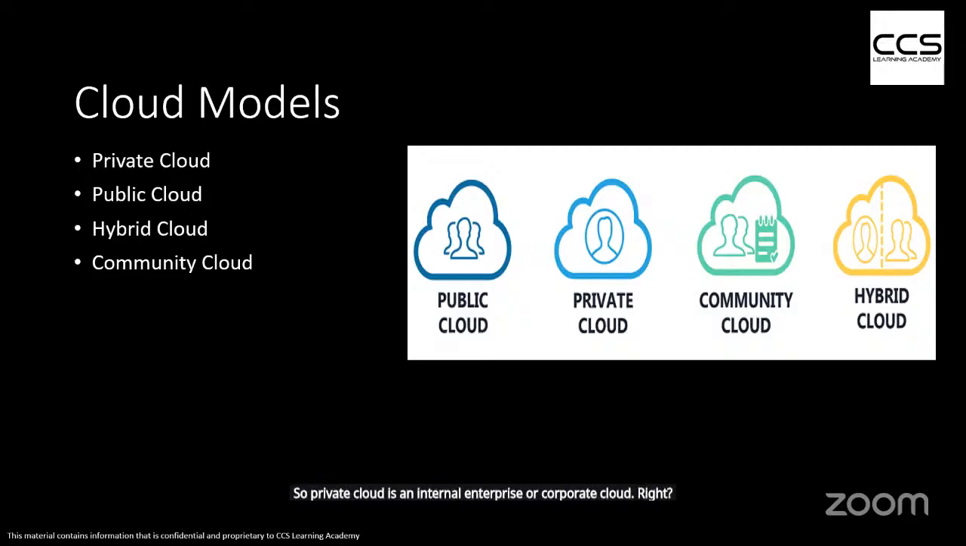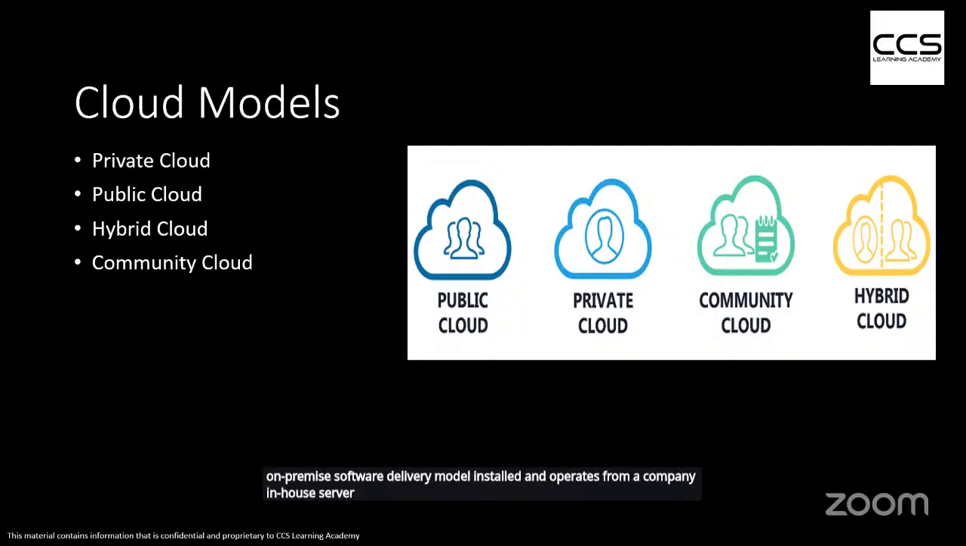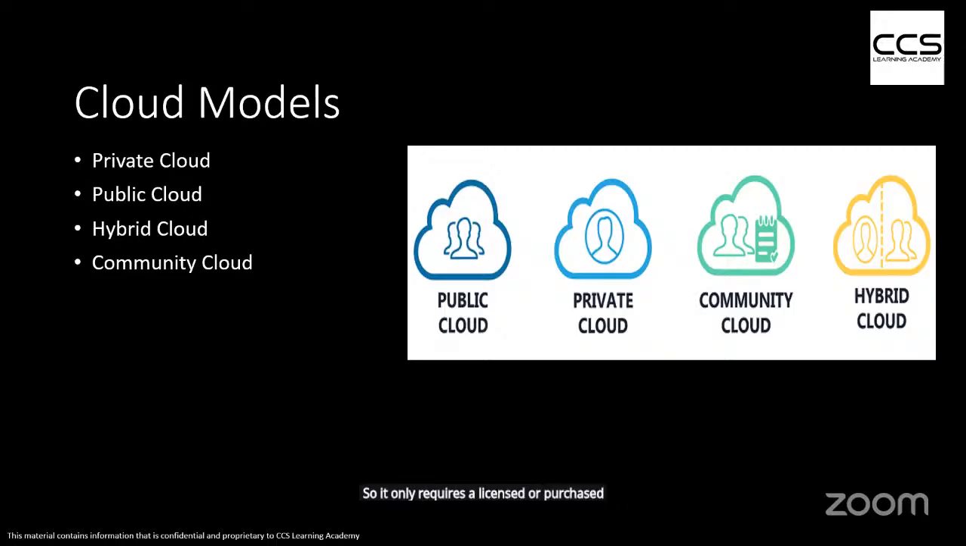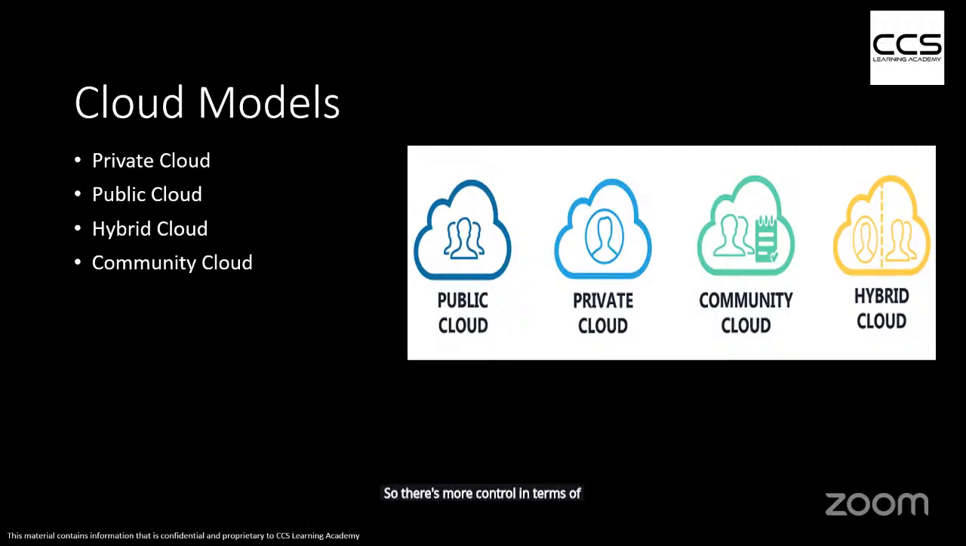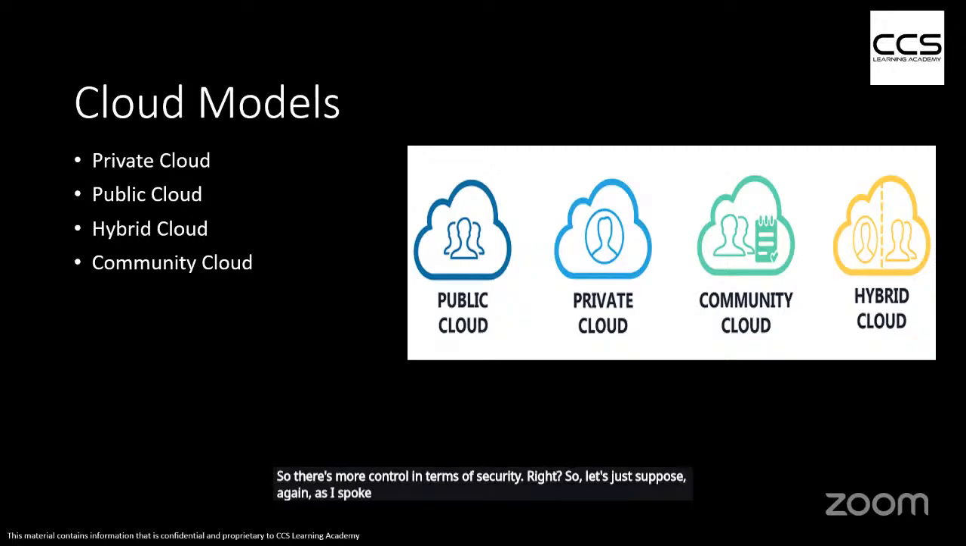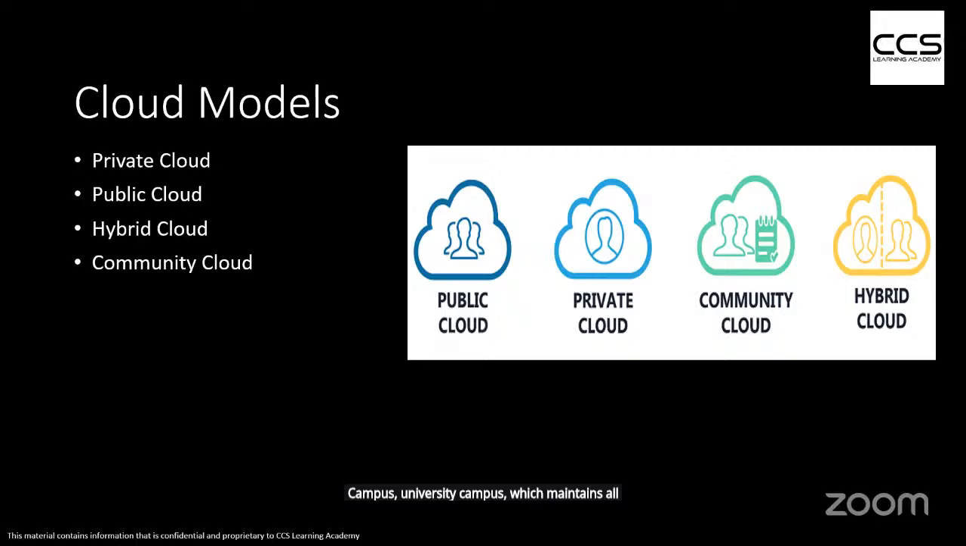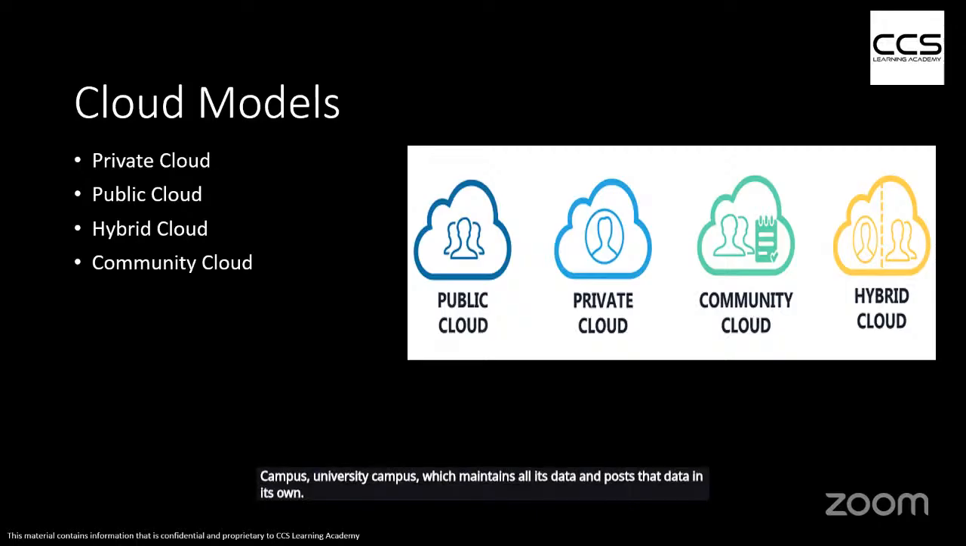The on-premise software delivery model is installed and operated from a company's in-house server and computing infrastructure. It only requires a license or purchased copy of the software to operate. Whatever software is purchased by the company is licensed, and the entire instance of the software remains within the organization's premises. So there's more control in terms of security. Let's suppose again the university campus, which maintains all its data and hosts that data on its own campus, right?